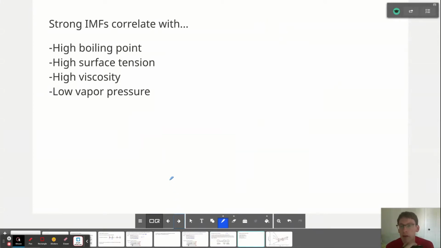Now, strong IMFs correlate with a high boiling point. Think water, very sticky. The molecules stick together. It's very hard to pull them apart from each other, so you have to really heat them up to exceed the boiling point. Also, they correlate with a very high surface tension. What this means is that if you were to press on the water, you wouldn't necessarily break through it.